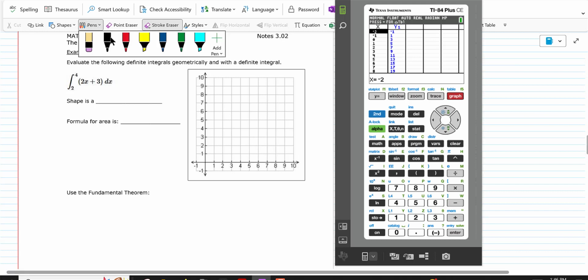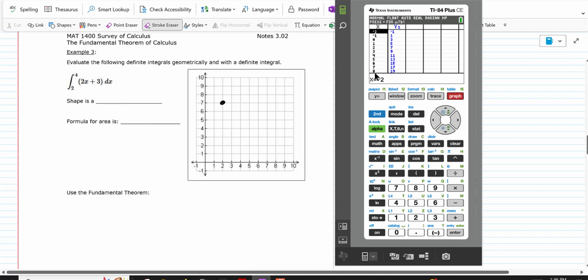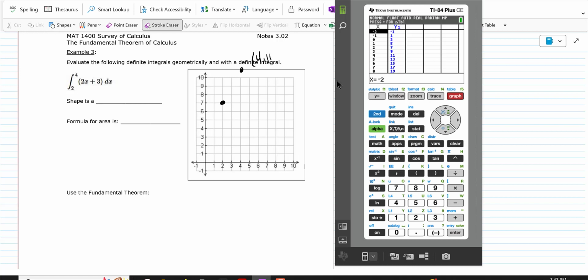So let's take the point like 2, 7 and plot that, and then take the point 4, 11 and label those 2 points. So that's 4, 11, and then this point right here is 2, 7. I'm just getting that information from the graphing calculator. Then you can go ahead and connect the line. It doesn't have to be perfect.